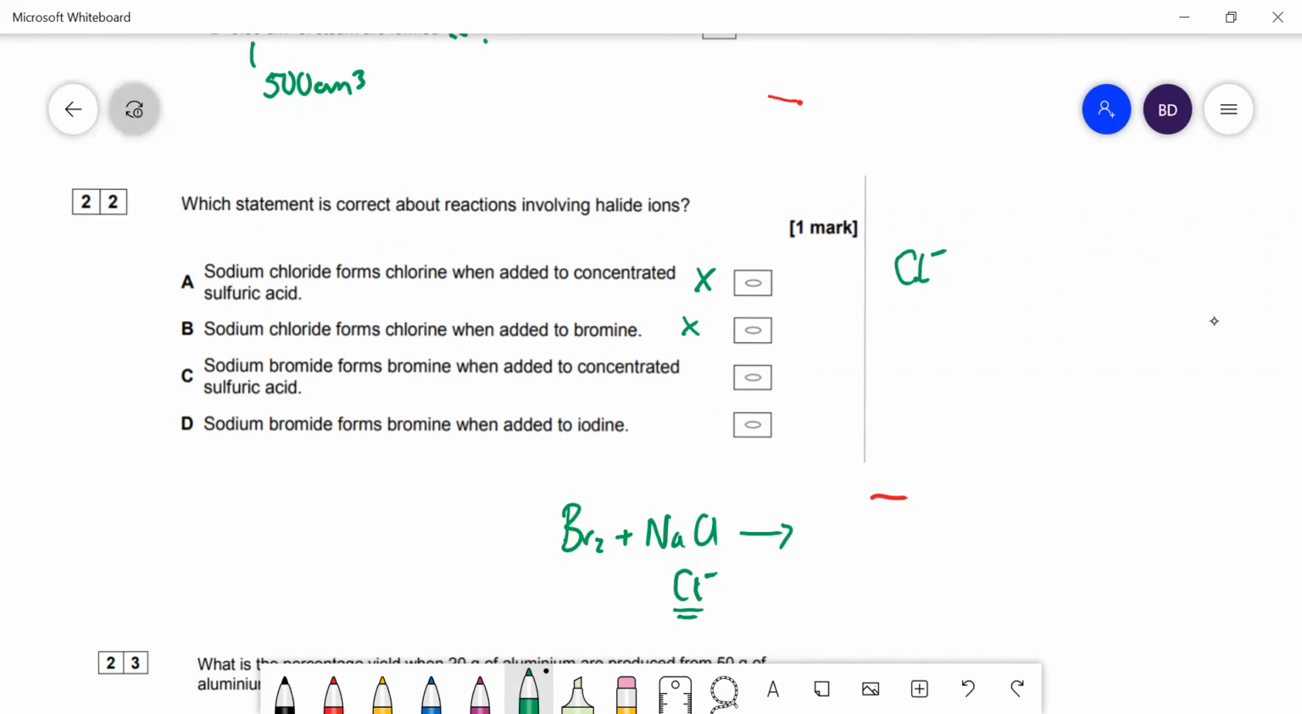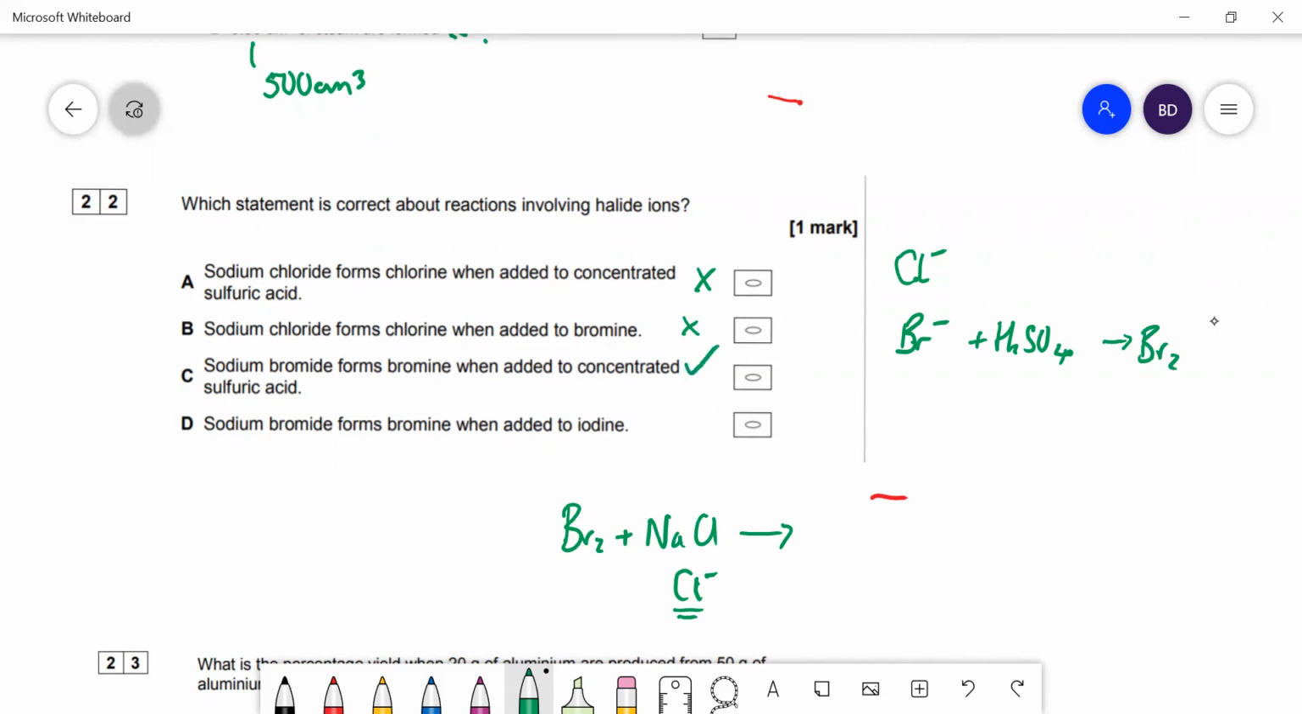Sodium bromide forms bromine when concentrated sulfuric acid is added. That is correct. Bromide ions can be oxidized by sulfuric acid, because bromine doesn't hold on to the electrons quite strongly enough. You will get Br2, unlike chlorine. So that one is right.